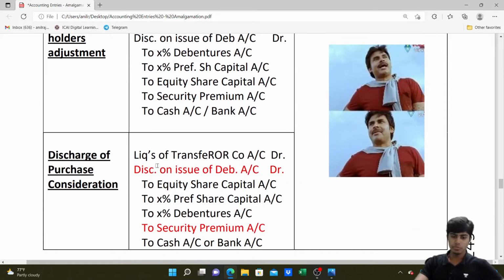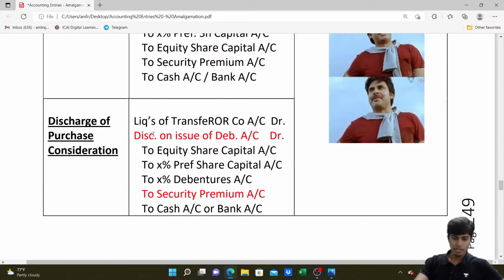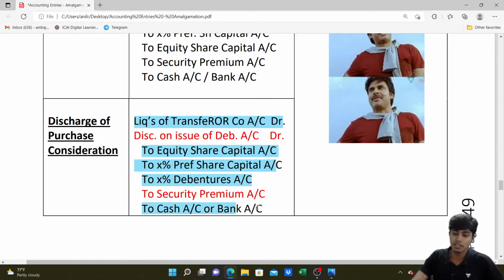I'll explain this entry and then come to debentures. We'll write liquidators entry: liquidators of transferor company account debit, and we'll give them purchase consideration. We can give PC in multiple forms. We can give them equity shares, we can give them preference shares, we can give them debentures, we can give them cash or bank. I told you in the previous videos also, no? It can be settled in multiple forms.